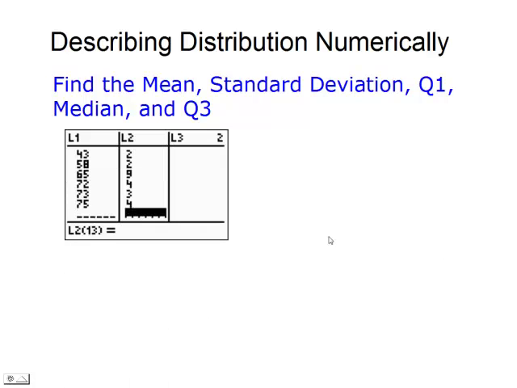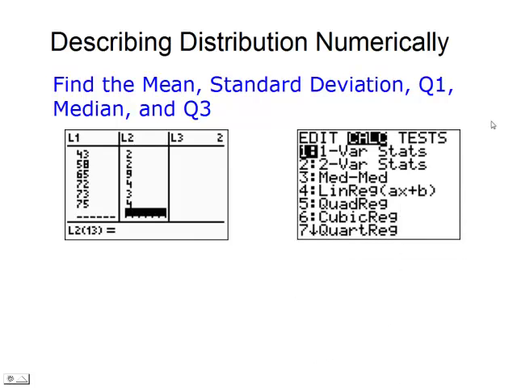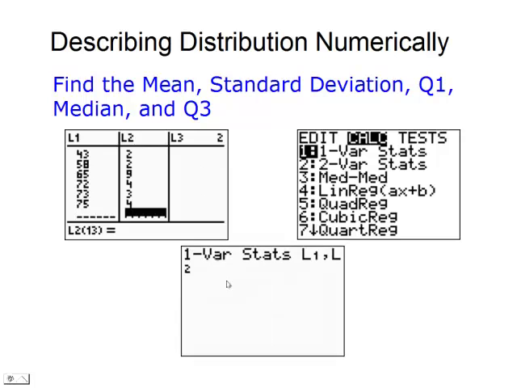So we're going to type this into our calculator. In L1 are going to be our x values, L2 are going to be our frequencies. We go to Stat Calc, option number 1. We have one variable. Even though we have two lists, we really only have one variable. The second column is our frequency. So we're going to type in 1 Var Stats of L1, comma L2. L2 tells it that that's a frequency.